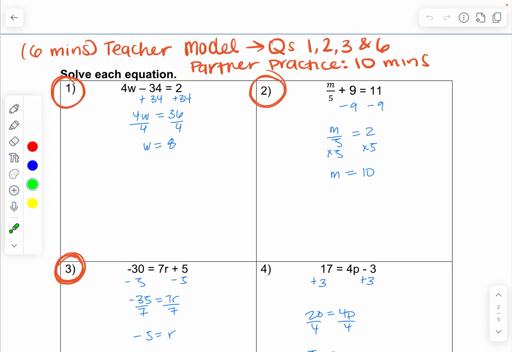Question 2, the operations that we see are division and addition. So we know that we have to subtract and multiply. Subtraction first, though. So we're going to subtract by 9 on both sides. On the left-hand side, our 9's cancel out, and we are left with m divided by 5. On the right-hand side, 11 minus 9 gives us 2. So we have m divided by 5 equals 2. In order to isolate that variable, the opposite of division is multiplication. So we are going to multiply by 5 on both sides. And that leaves us with m on the left-hand side, and 2 times 5 is 10. So m is equal to 10.